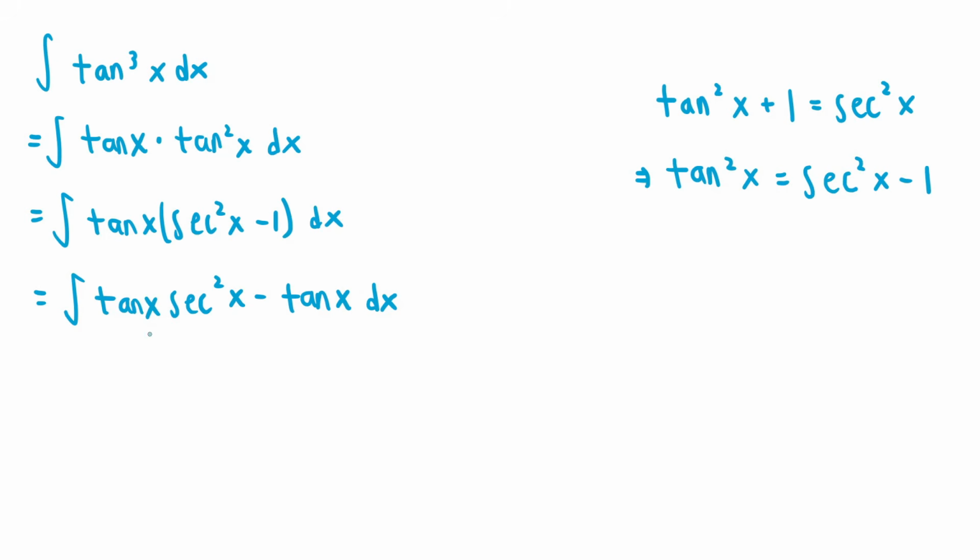So since the integral of tangent x times secant squared of x is tangent squared of x over 2, and the integral of negative tangent of x is negative ln of the absolute value of secant of x, the integral we have here is equal to tangent squared of x over 2 minus ln of the absolute value of secant of x plus the constant of integration c.